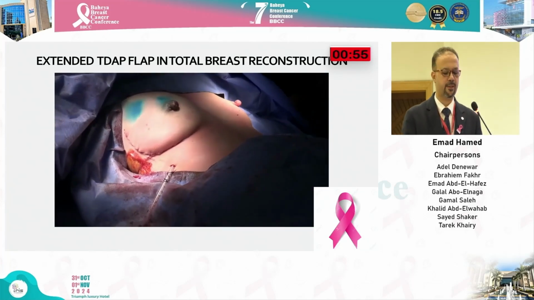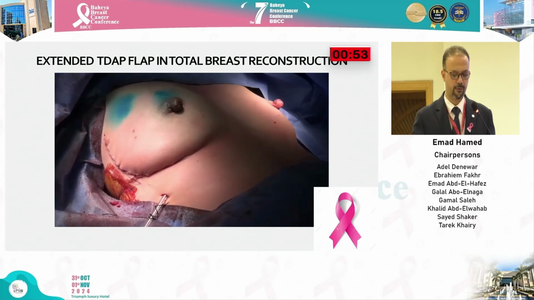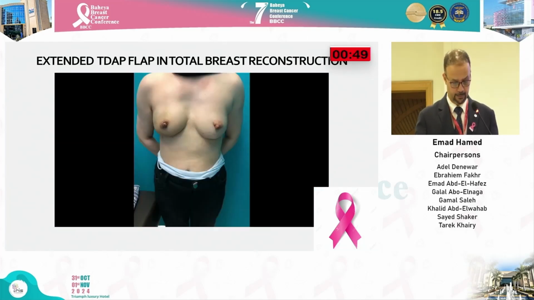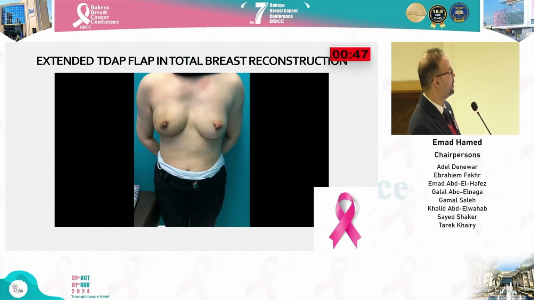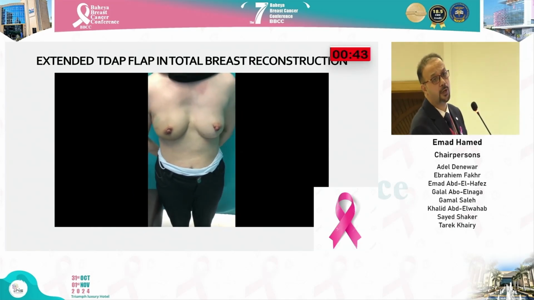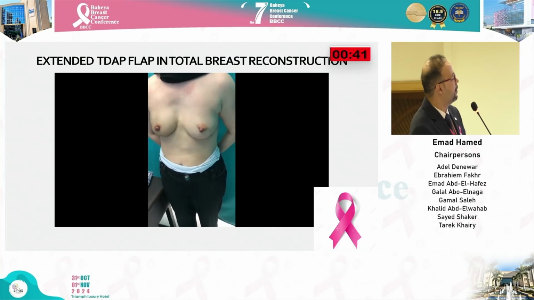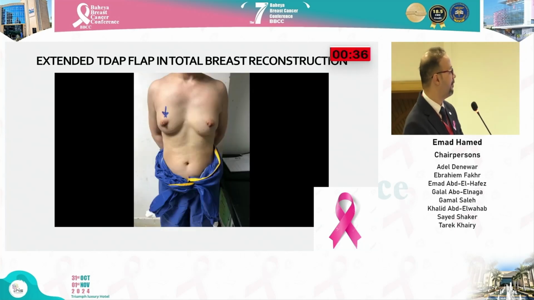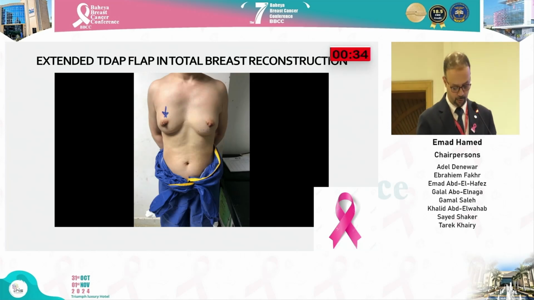This is the immediate intraoperative photo of our patient after successful surgery, and this is the post-operative view of the patient with very good aesthetic outcome, and as you can see, no shoulder movement affection, and this is the post-operative photo.